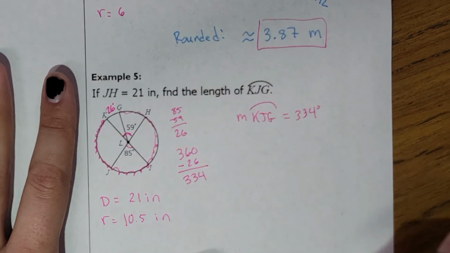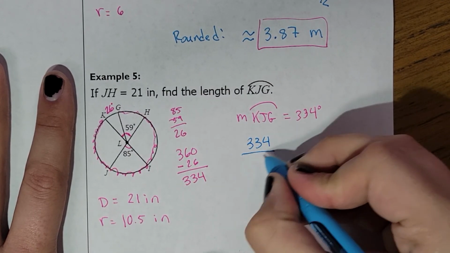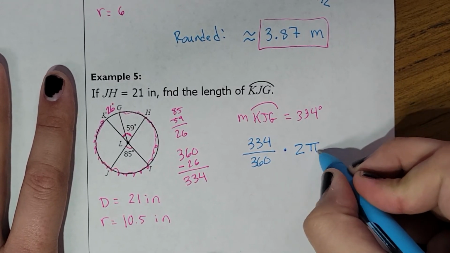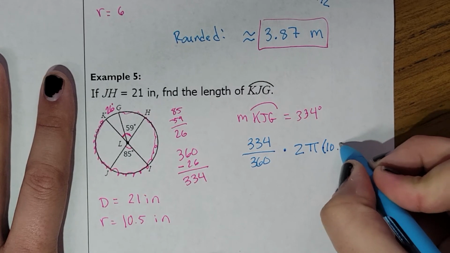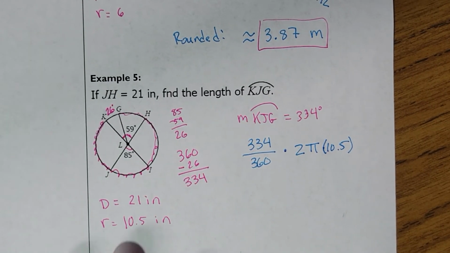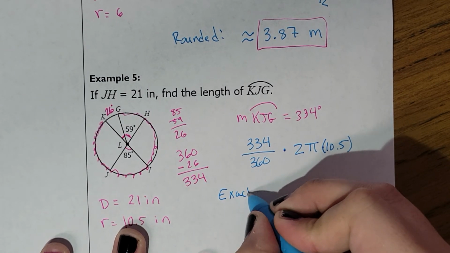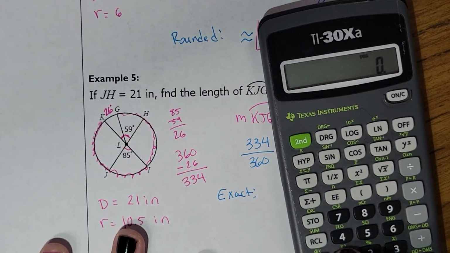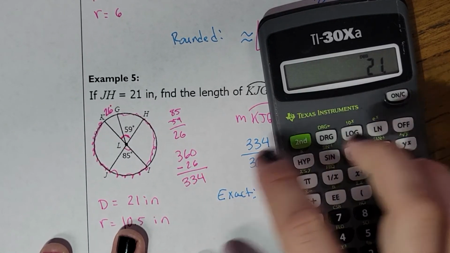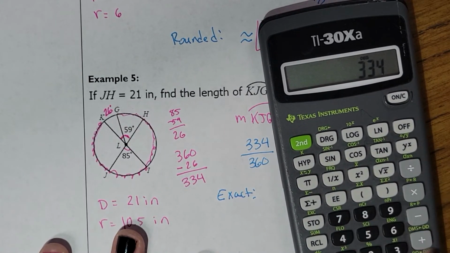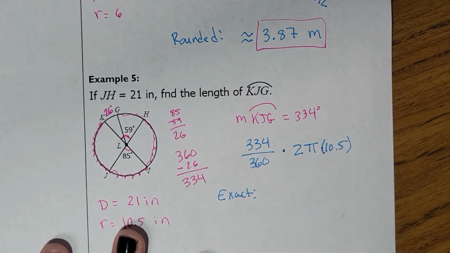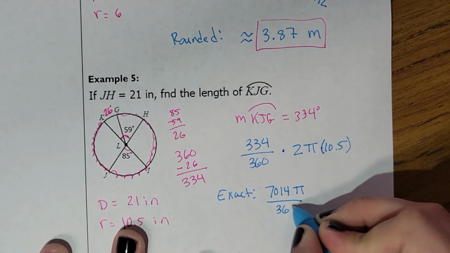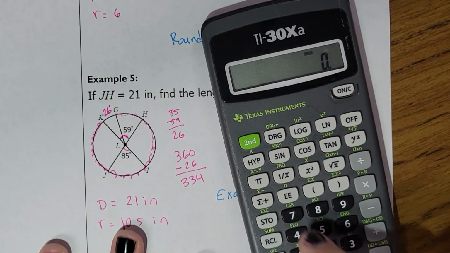So again, let's just plug in the things we need to. I know that the measure of the arc is x, so 334 over 360, multiplied by 2 times pi times the radius, which is 10.5 inches. Again, two answers I want to put here. The exact answer would involve me multiplying the numerator by 2 and 10.5. So 10.5 times 2 is the 21 again. 21 times 334 is 7,014. So this is going to be 7,014 pi over 360.